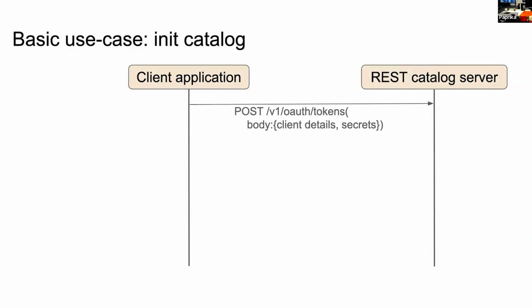How it starts is that the client asks for tokens from the REST catalog. These are needed. The client says, this is me, these are my secrets, so how can I communicate with you from now on?